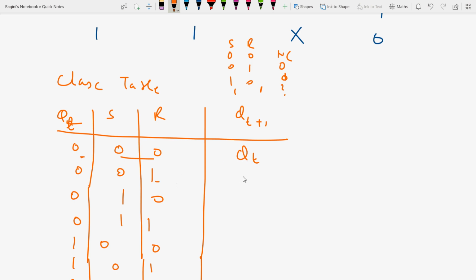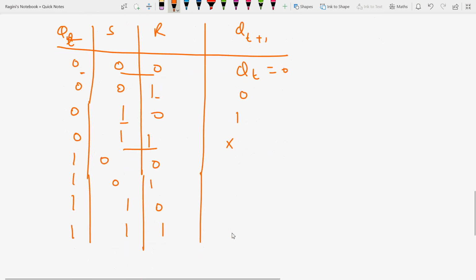Reset is 1, so it will be 0. Qt plus 1 will be equal to 0. Now set is 1, so Qt plus 1 will be 1. When 1 1 is there, it will be a cross, that means it is an invalid condition. Now when 0 0 is there, it will depend upon the Q state, that means it will have memory. 0 1: reset is 1, then output will be 0; set is 1, then output will be 1; 1 1 is there, so it will be an invalid condition.